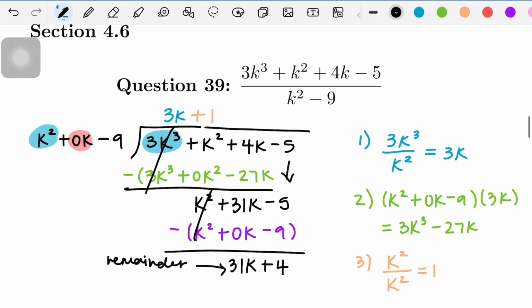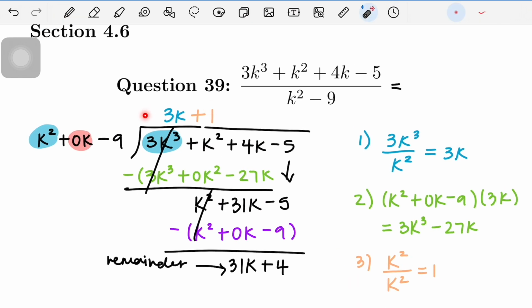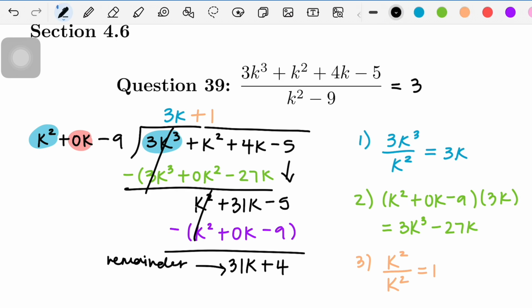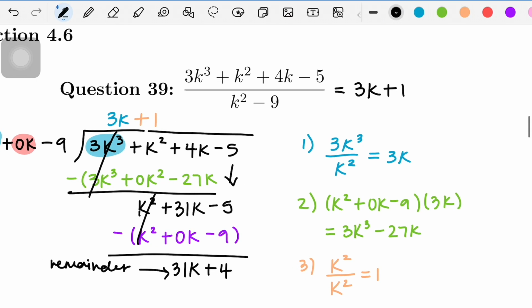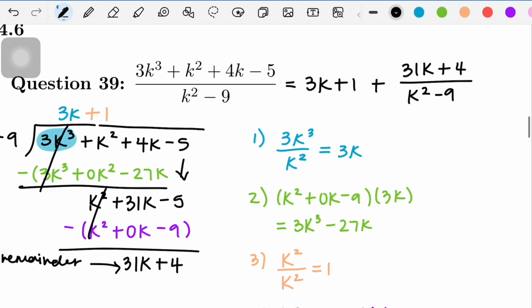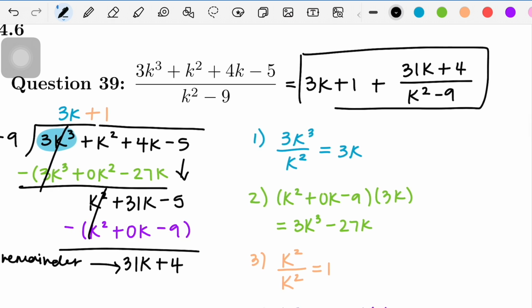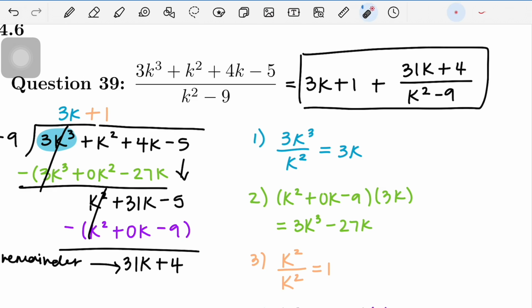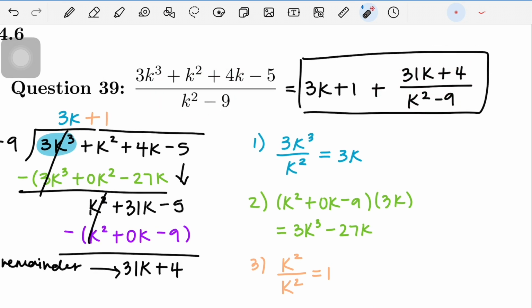And so for our final answer, what we'll write is this resulting polynomial here, this 3k plus 1, and then we're going to add our remainder over our divisor. So 31k plus 4 over our divisor, k squared minus 9. So this is the notation here whenever we end up with a divisor. So it'll always be our quotient, so what we got when dividing this, plus our remainder over our divisor.